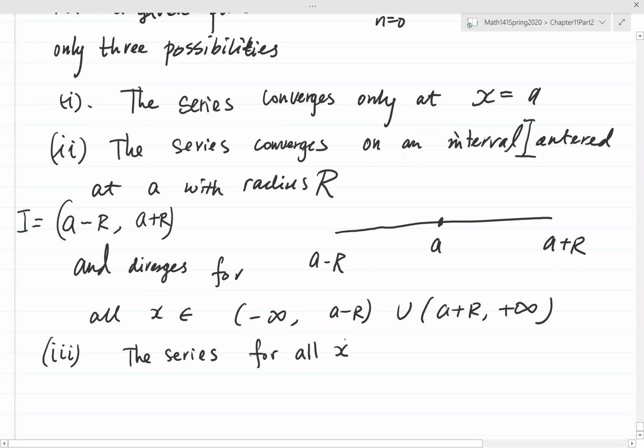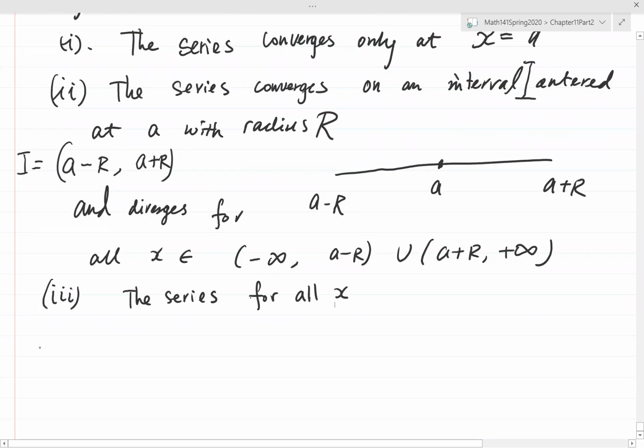Now these three cases, you can have a unified point of view. In part 1, you can view the radius r as 0. A point is a circle of radius 0. In part 2, the radius is r. In part 3, you can think of the radius as infinity.